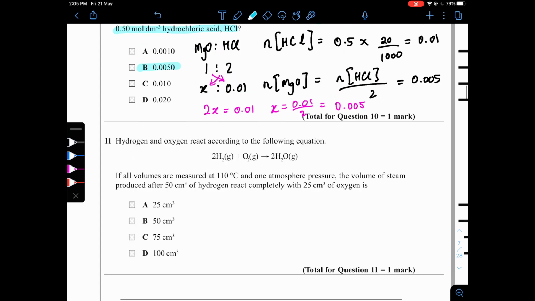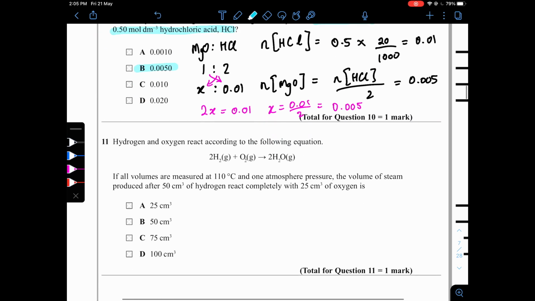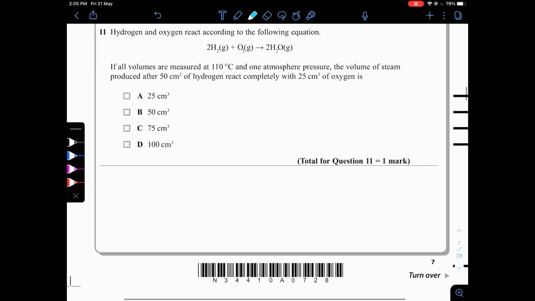Okay, so question number 11. Hydrogen and oxygen react according to the following equation. If all volumes are measured at 110 degrees Celsius and 1 atmospheric pressure, what is the volume of steam produced when 50 centimeter cubed of hydrogen reacts completely with 25 centimeter cubed of oxygen? What is the volume of steam, right?